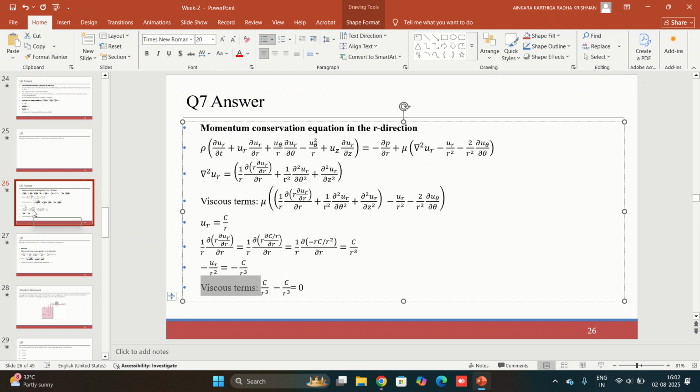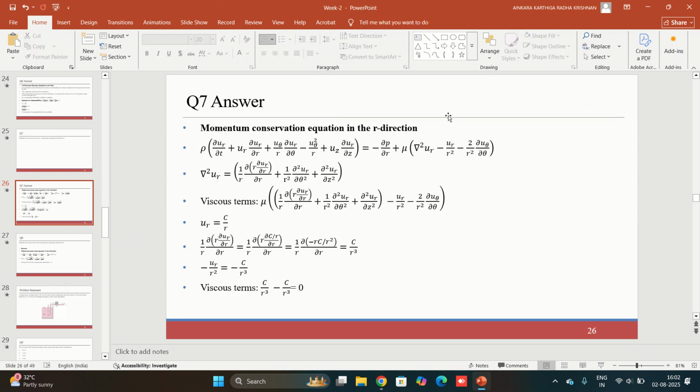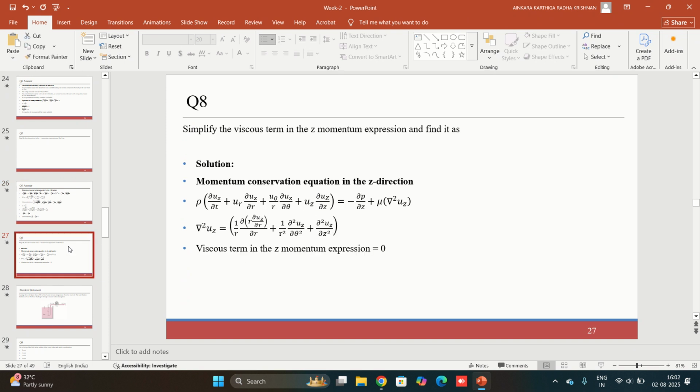So now we are asked to find the viscous terms in the r direction. For that we wrote the momentum conservation equation in the r direction, and we identified the viscous terms in the r direction momentum equation and wrote them separately. We substituted u_r as a function of c by r and took the derivatives. For all the others it became 0. We substituted back in the equation and it becomes 0. Viscous terms become 0. So that is for the r direction. Now we are going to see the z momentum expression.